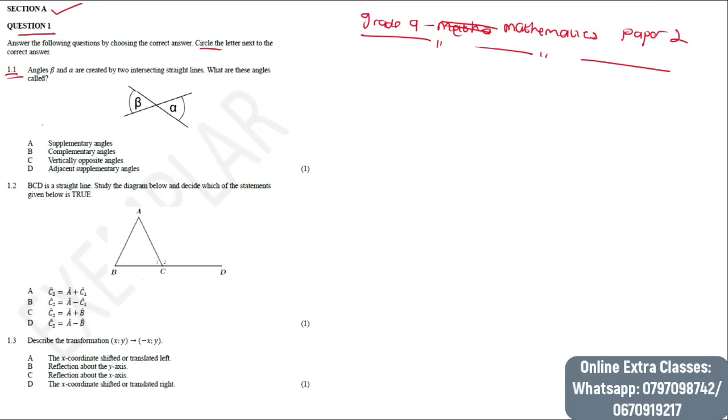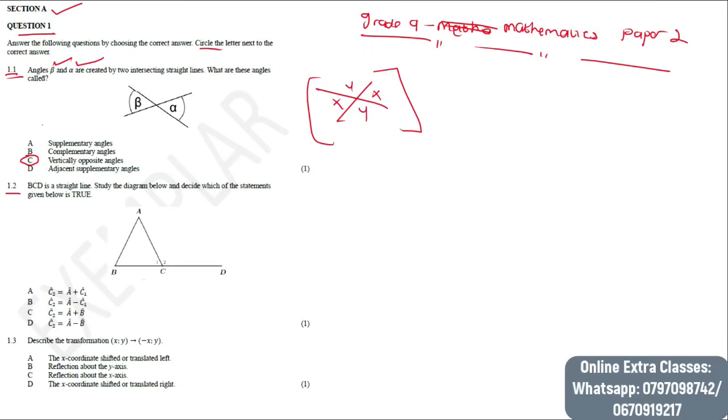So question 1.1 says that angles beta and theta are created by two intersecting lines. And then now we are asked, what are these angles called? So we can easily see that these are vertically opposite angles. So this means that if we have x here, it means that even this side is equal to x. And if we have y here, it means that even this side is equal to y. So these two angles are equal, and they are called vertically opposite angles. So our correct answer will be C.